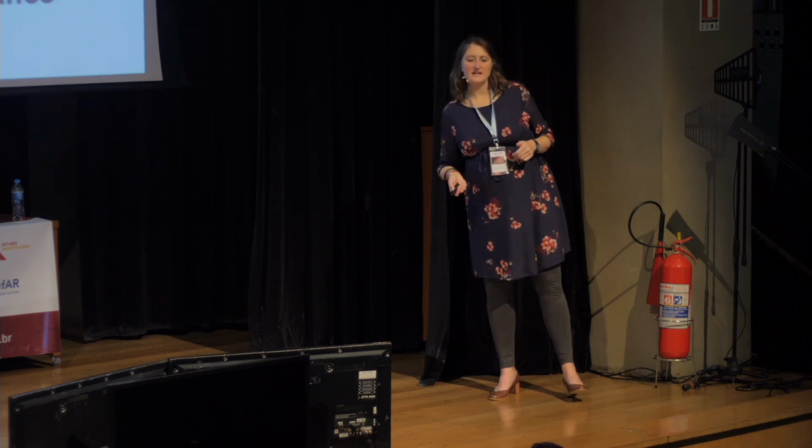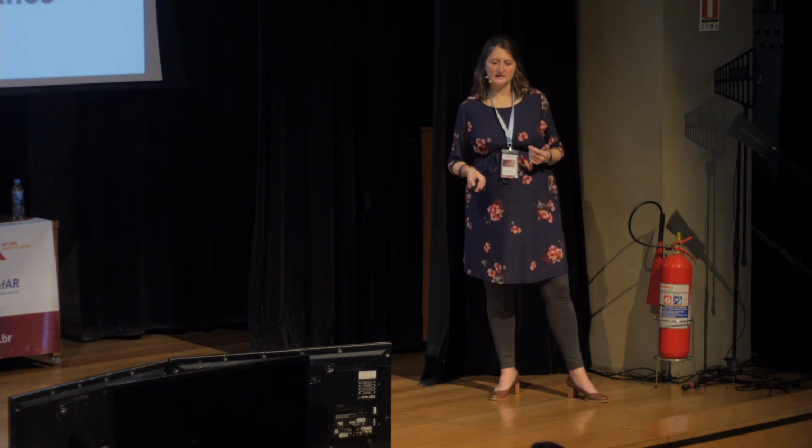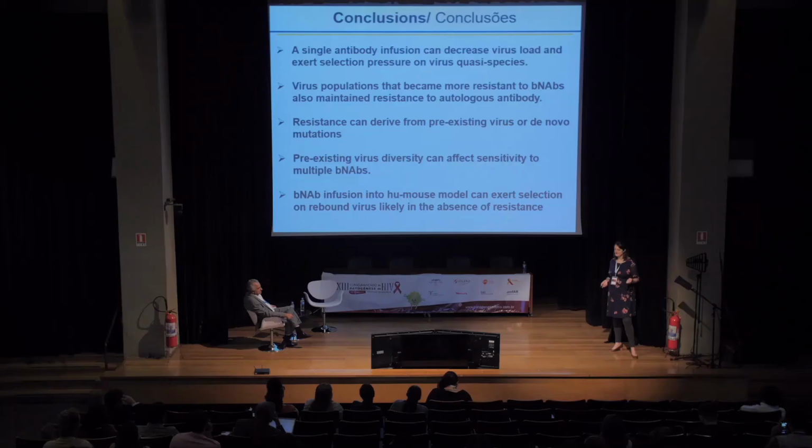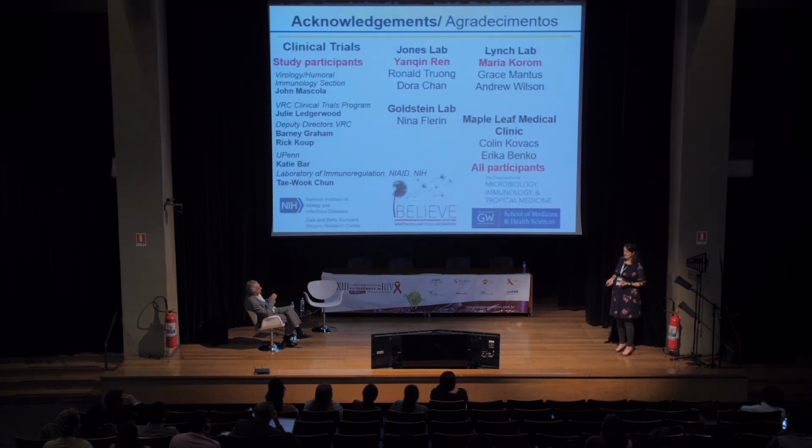And then finally, bNAb infusions into the humanized mouse model can exert selection pressure on rebound virus, likely in the absence of resistance. I'm intrigued by this observation, but it might be that the model is artificial, it's a model.